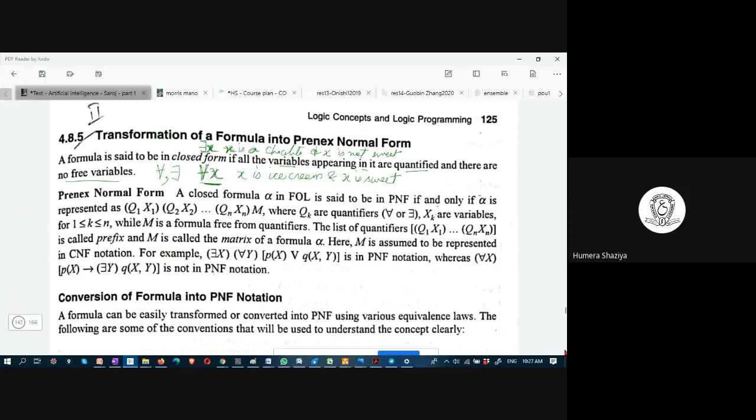Whenever a variable is preceded by for all or there exists, it is said to be quantified. When there is no quantifier associated with a variable, it is said to be a free variable.